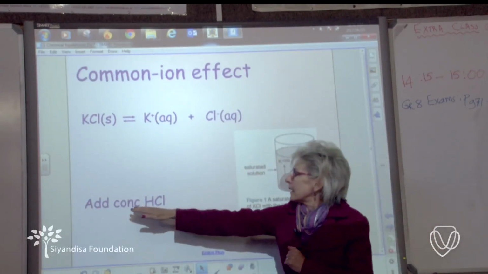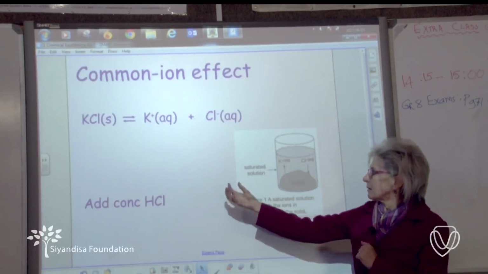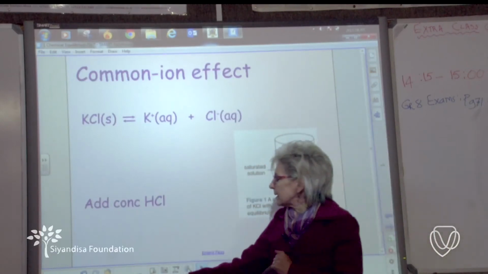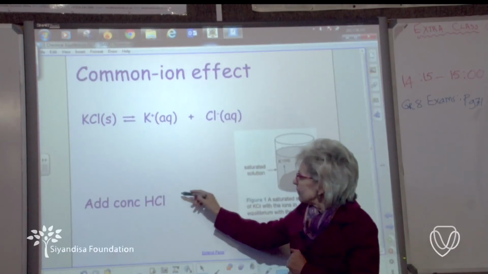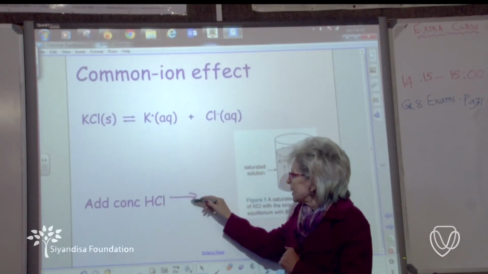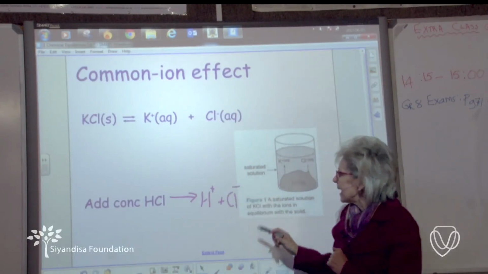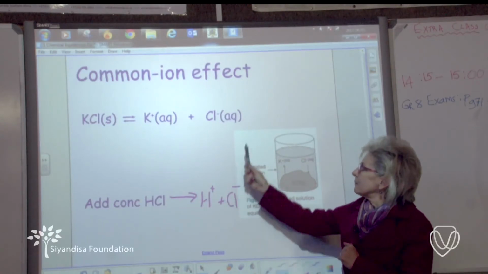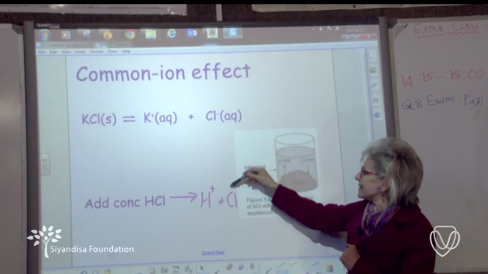I could now add hydrochloric acid. So now the question is, if I add hydrochloric acid, how does that affect the system here? But we need to keep in mind that hydrochloric acid is a strong acid. And being a strong acid, we know that it ionizes almost completely, which means I'm in effect adding hydrogen ions and chloride ions. And my equilibrium system will recognize what is in common.